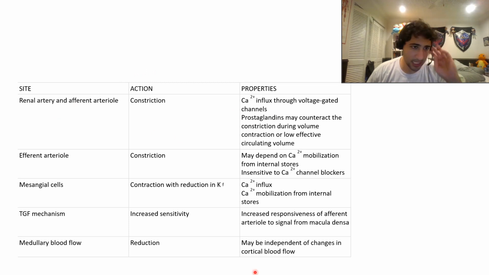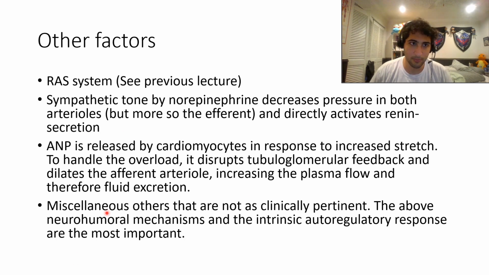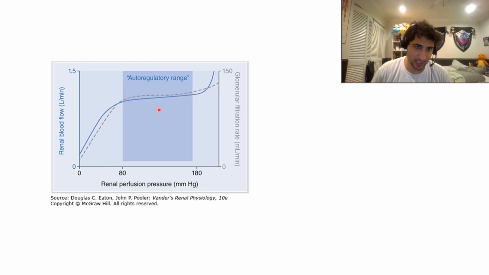All right, so this is just a table for your interest of all the different things that can do all the things. With the constrictions, we're not going to go over it. There are other factors like the renin-angiotensin-aldosterone system. Like I mentioned, there's direct sympathetic tone by norepinephrine. It'll decrease pressure in the efferent and afferent, and they can directly activate the renin-angiotensin system, etc. There's some other neurohormonal stuff, but we're not going to go into it here. And this is the autoregulatory range. I just want you to see it illustrated.